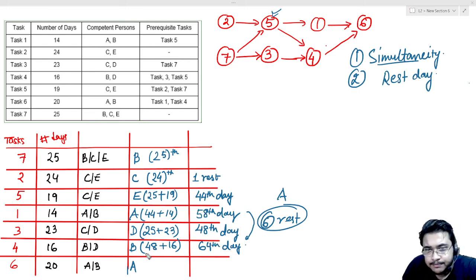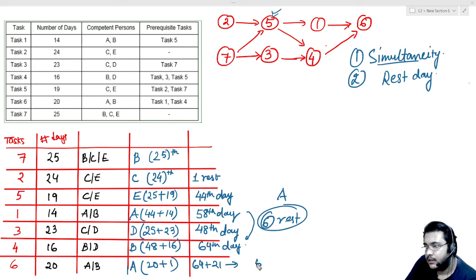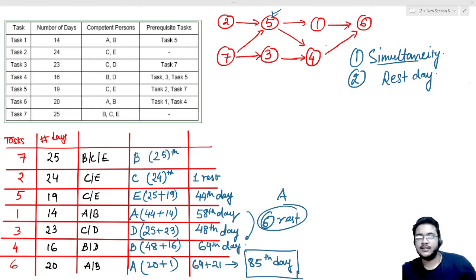Let me be a little quick. So this is going to be 20 plus 1. The usual 20 days he will take for completing the task, and 1 day's worth of rest that is required. So 21 days. When you add 21 to this 64, that will become, okay, let me do it, the 85th day.